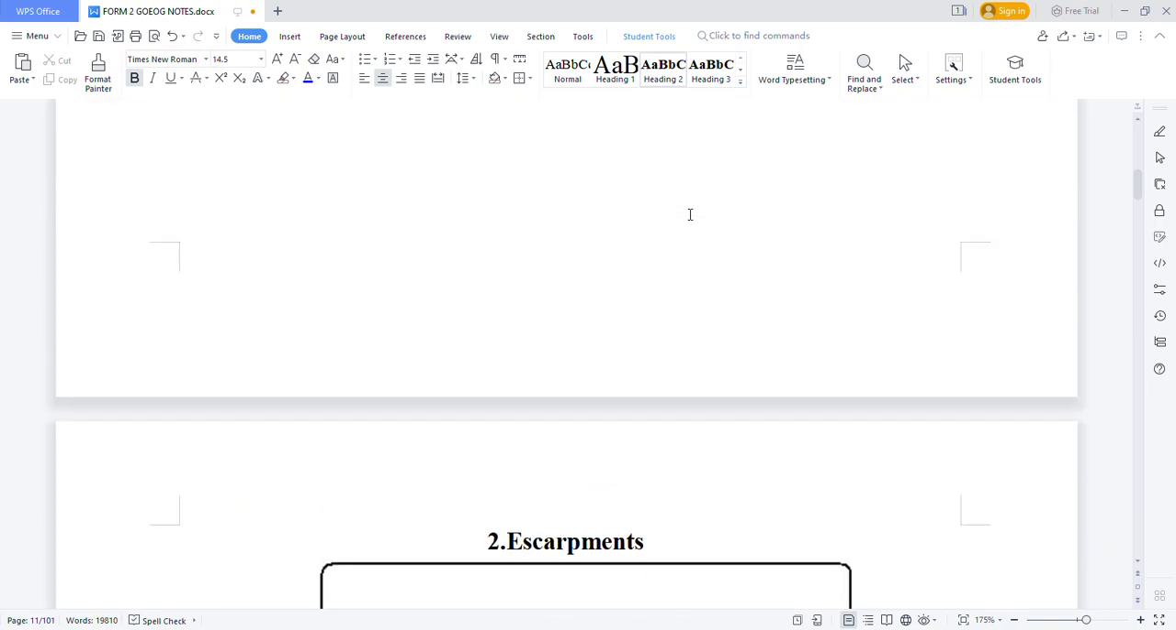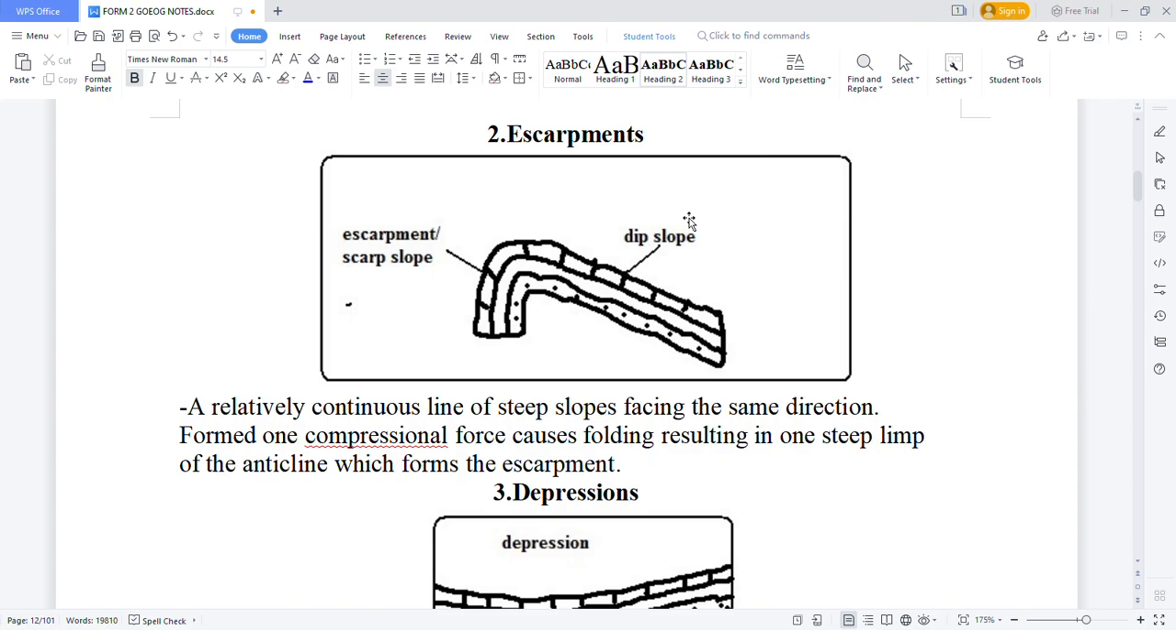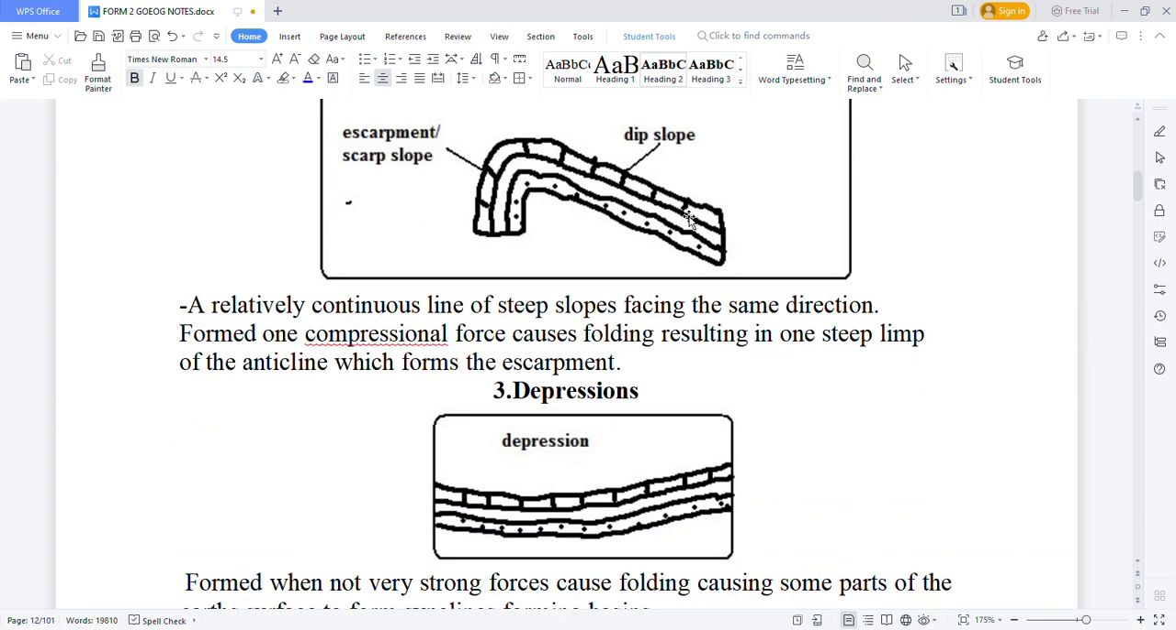Let's go to escarpments as another feature which is formed due to folding. Escarpments. What is an escarpment? From the diagram, as you can see, it is a relatively continuous line of steep slopes facing the same direction, formed when one compressional force causes folding, resulting in one steep length of the anticline, which forms the escarpment.